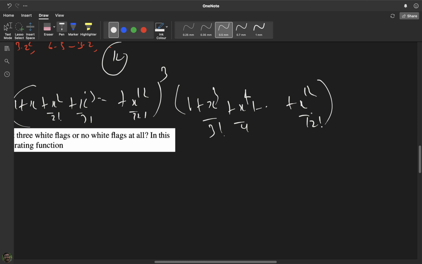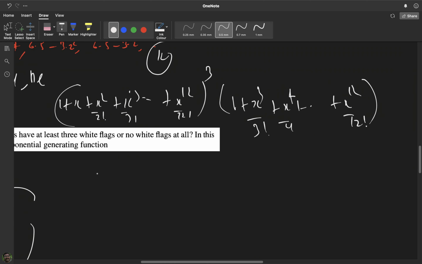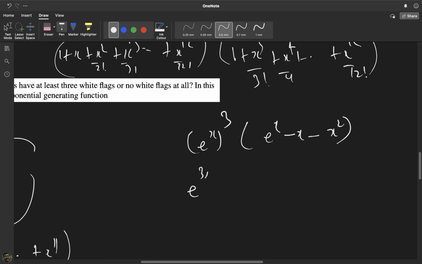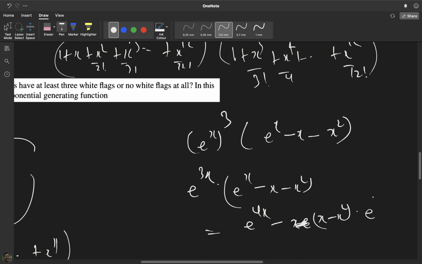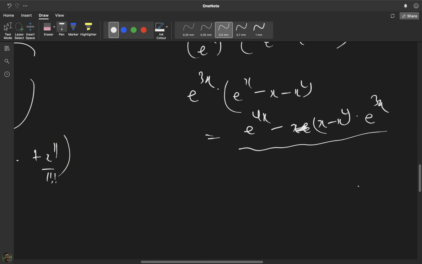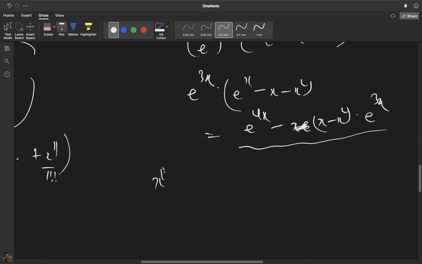If you have understood the previous problem, it could actually be formulated using e raised to x because you can extend it to higher powers. So this is actually e raised to x the whole cube into e raised to x minus x square. So this is actually e raised to 3x into e raised to x minus x square. So this is e raised to 4x minus x minus x square into e raised to 3x. So you can look at this. Now look at the expansion of these things and try to find out the coefficient of x raised to 12 by 12 factorial.